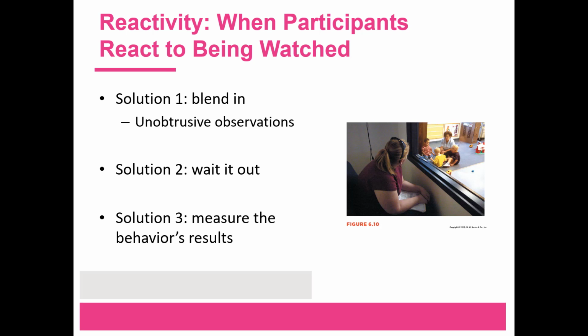Solution 2 is to wait it out. Sometimes it's a good idea to have research participants get used to your presence by visiting a number of times so that they become more familiar with you being around. A third solution is to measure the behavior's results. Instead of actually measuring behaviors, sometimes researchers obtain unobtrusive data by measuring traces of behavior. For example, if you were interested in the amount and types of junk food that college students eat in the dorm, you could look at the wrappers in the dorm's garbage cans, rather than try to observe students actually eating the junk food.